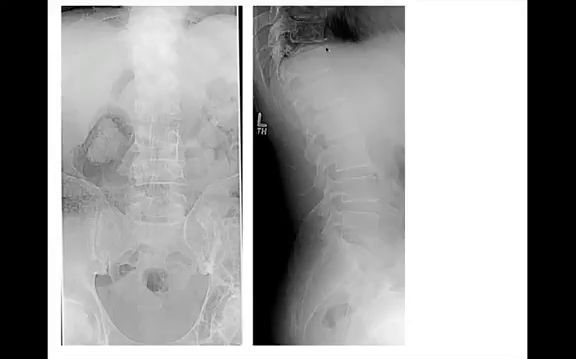So this is a vertebra plana deformity. There's a short differential for vertebra plana. On that list are mets and myeloma, so clearly this is a polyostotic process. So in this case, this patient had multiple myeloma causing the vertebra plana and the involvement of the pelvis.